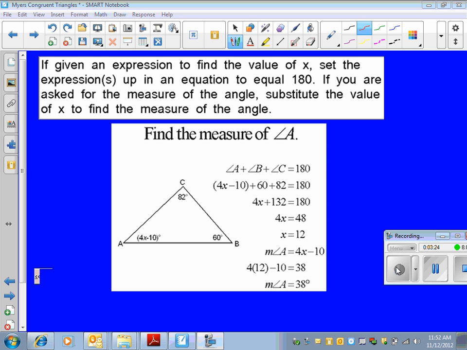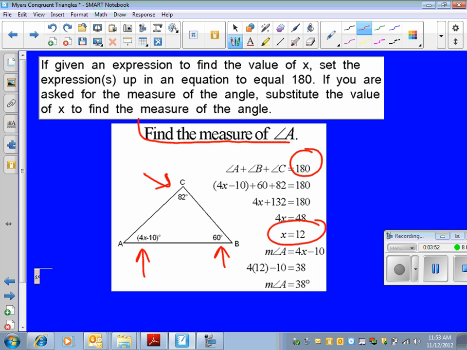All right, folks, I see another triangle, three-bedroom special property going for the low price of 180 degrees. We take all the angles and we set them equal to 180. So that's 4x plus 10 plus 60 plus 82. We set it equal to 180. We solve it. We get x is equal to 12. Many of you stop right there, but you always have to do your problem solving skills. What is it asking me for? What is given? And it's asking me for the measure of angle A. I'm not done until I take my 12 and plug it back in here and find out that the measure of angle A is 38 degrees.